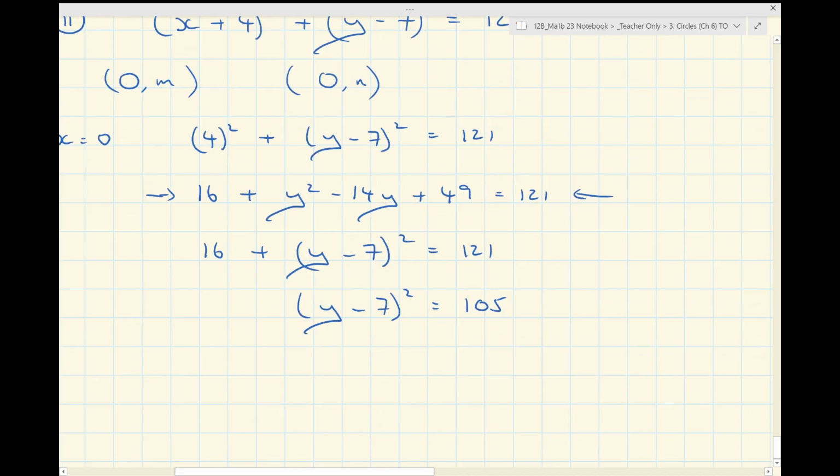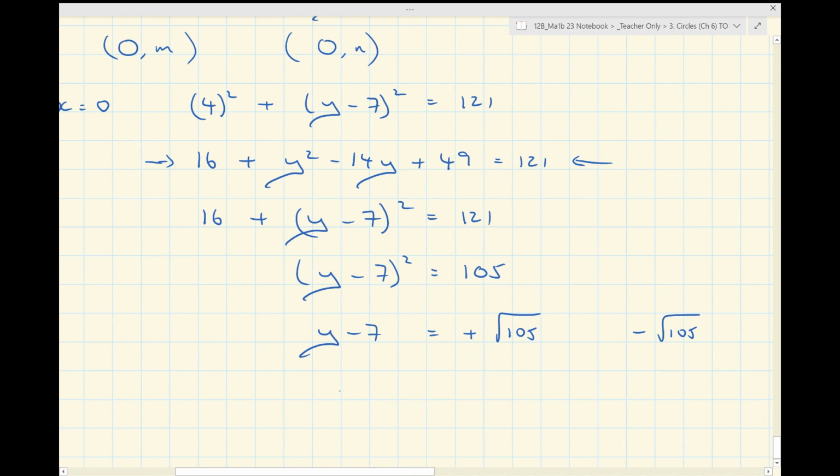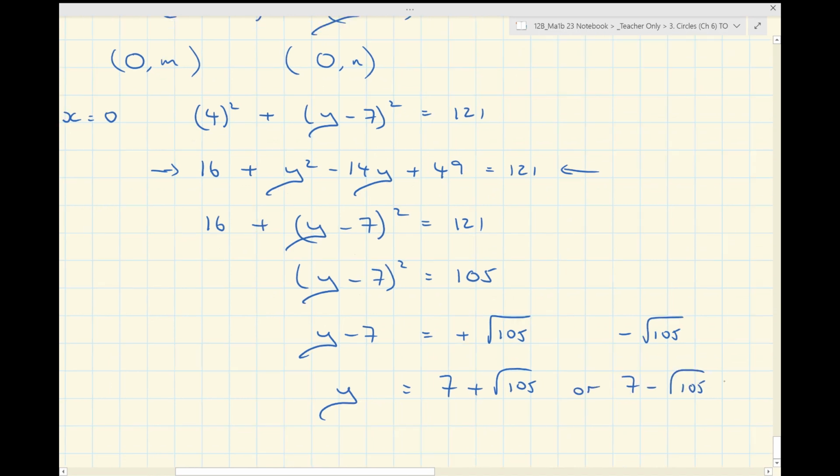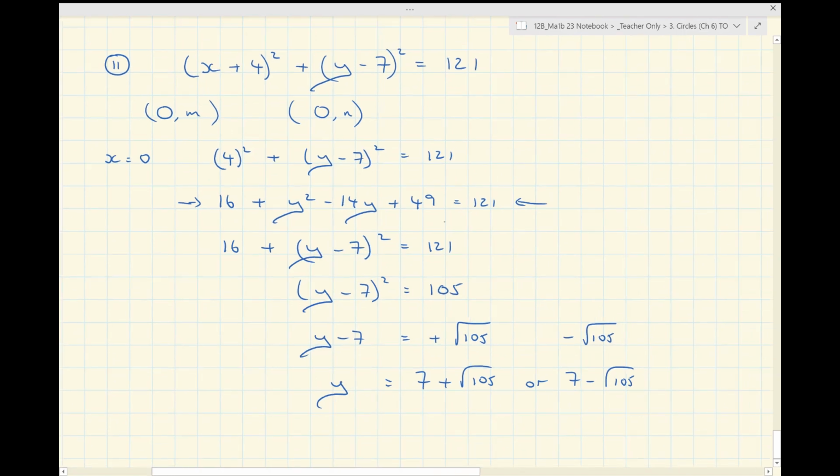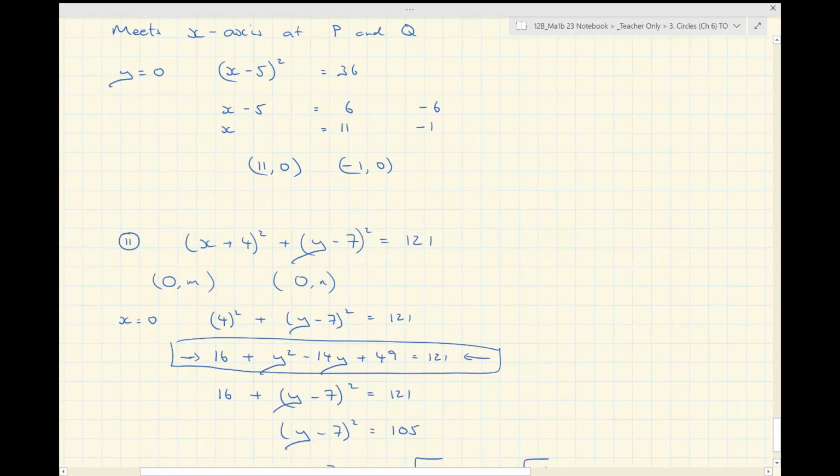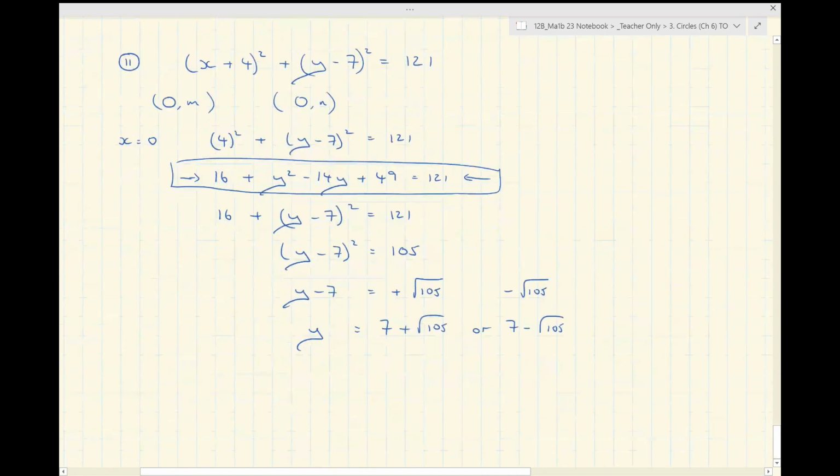And now, look, I can just square root both sides. Y minus 7 equals plus the square root of 105, or minus the square root of 105, which means that y will be 7 plus root 105, or 7 minus root 105. Well, that saved me a whole load of algebra, didn't it? Not going down this road, but instead solving it in that way, as if it was like a completing the square question. So now I know my 2 points, don't I?